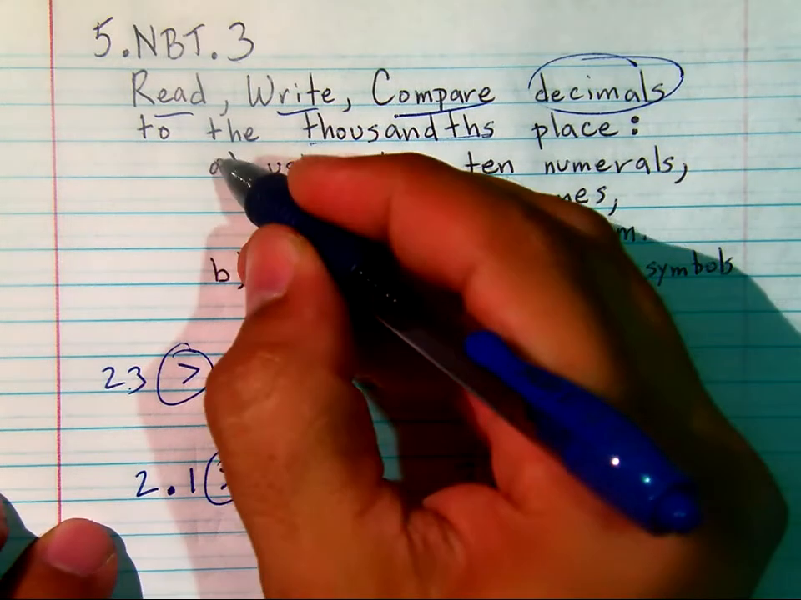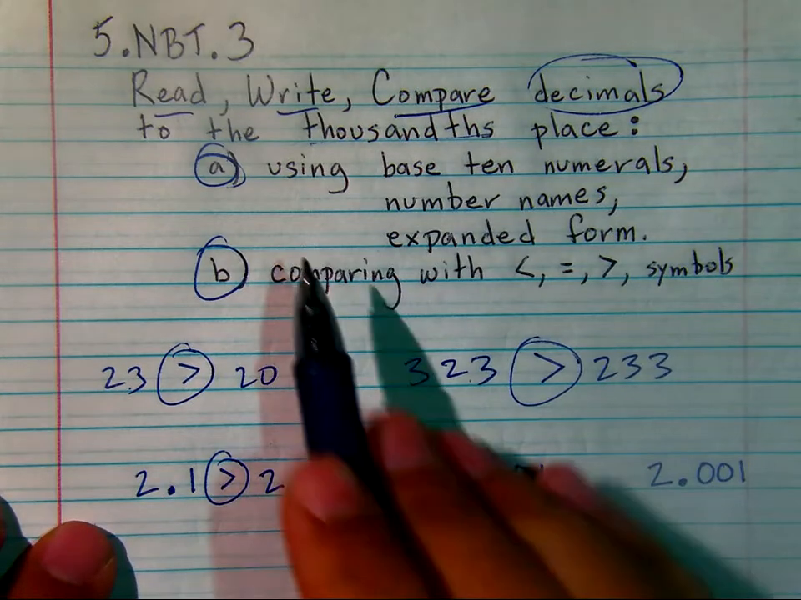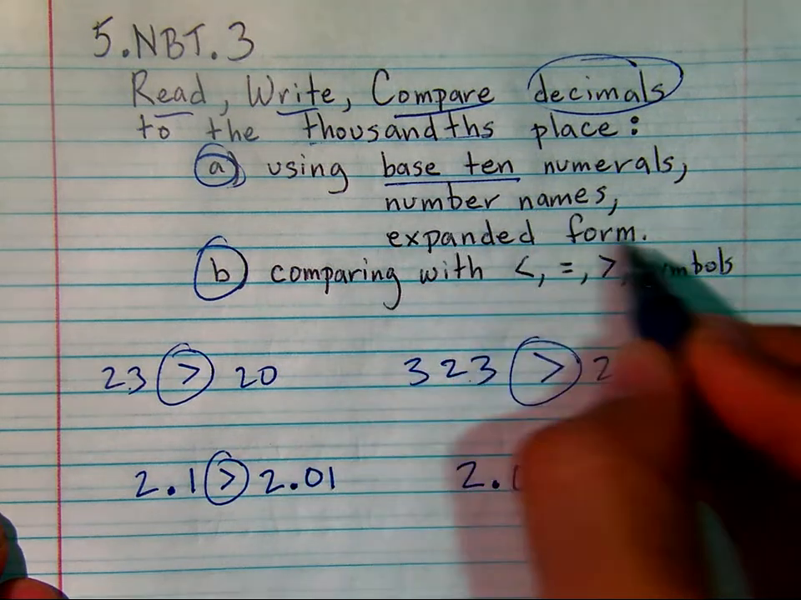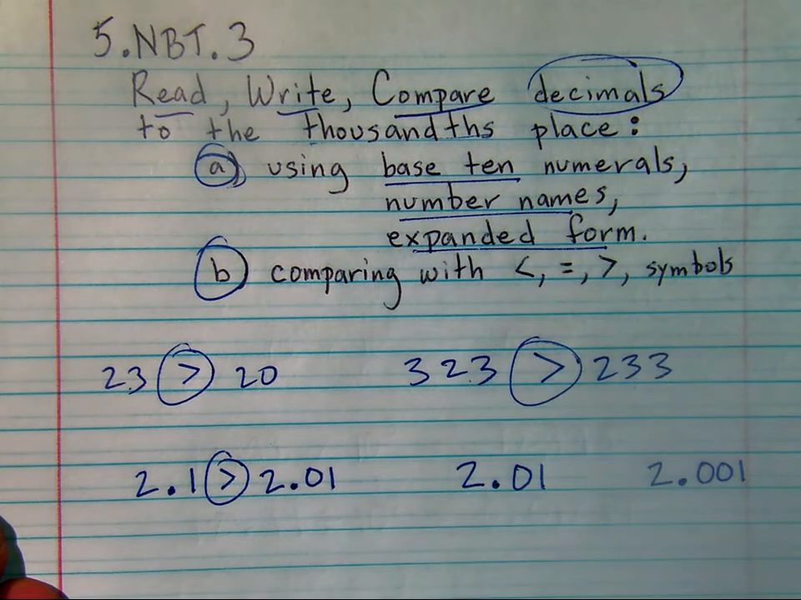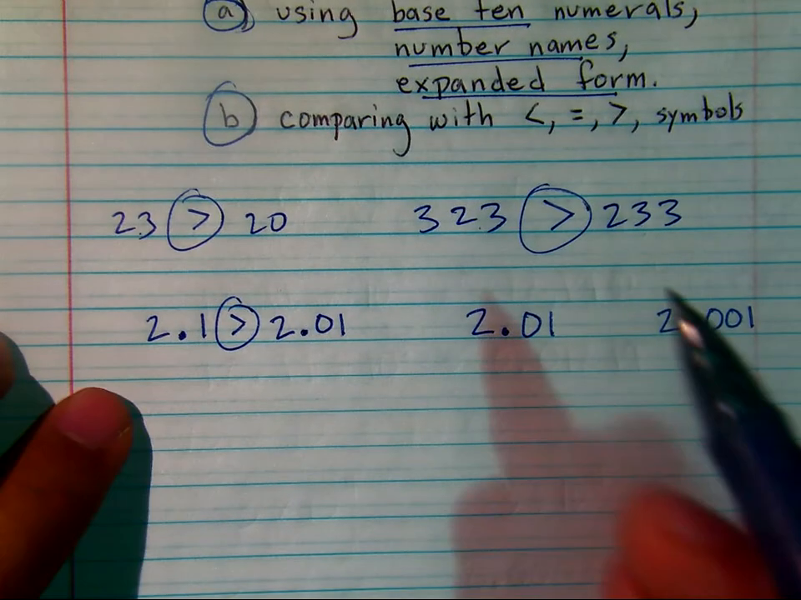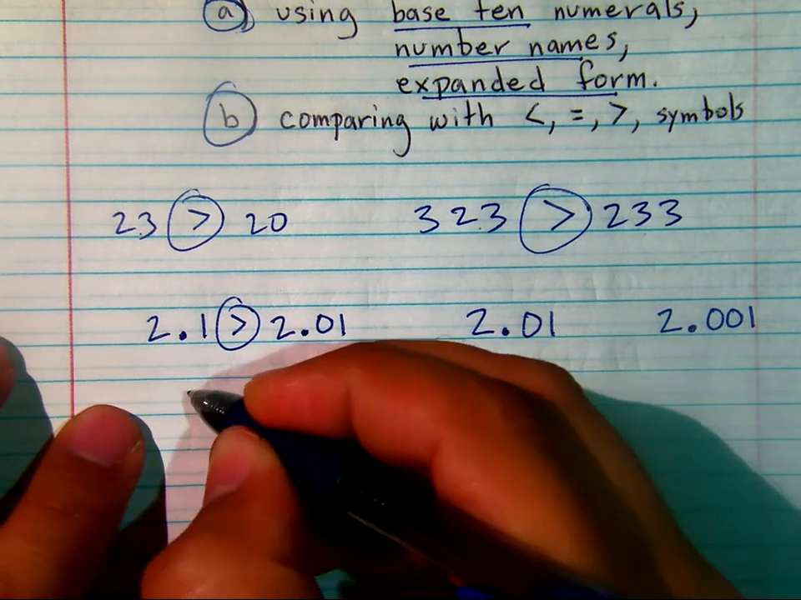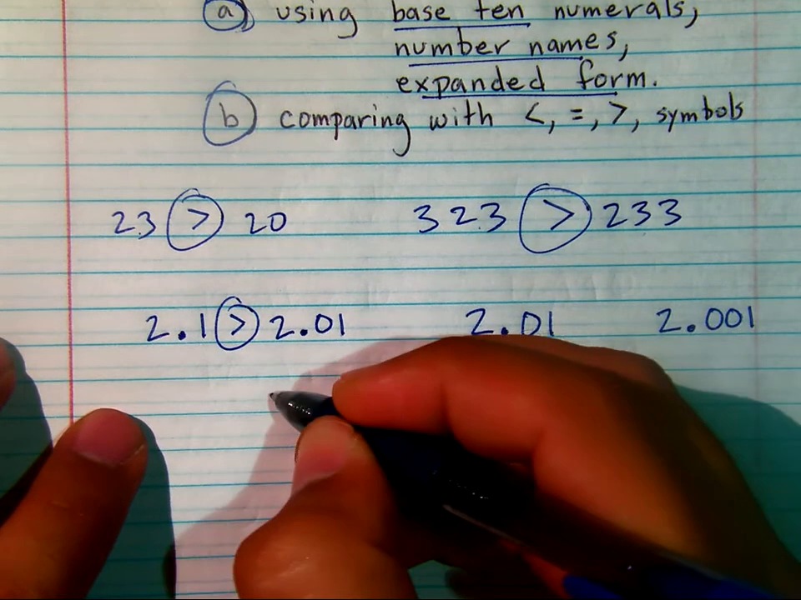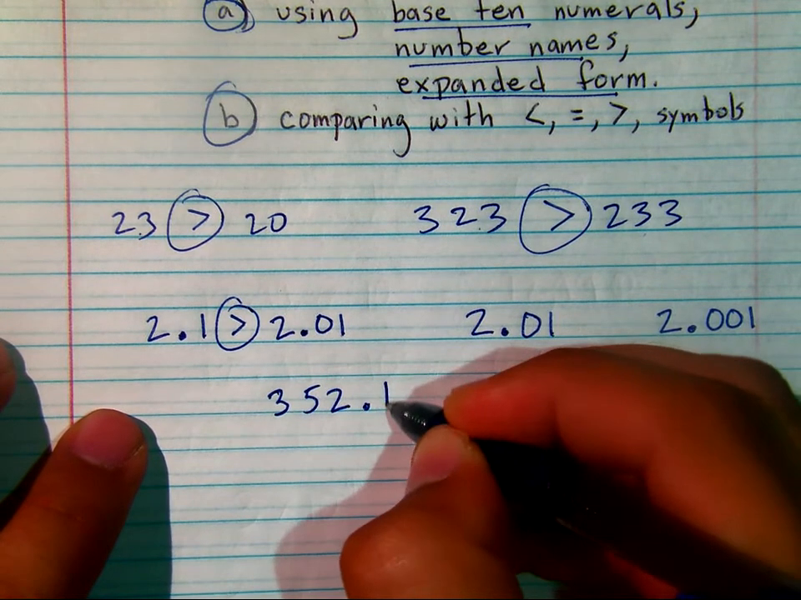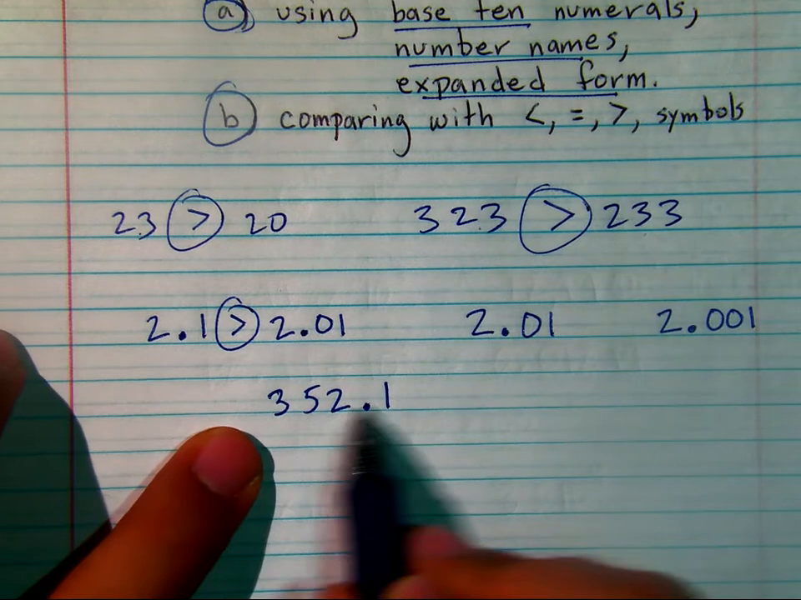Now, if you look at these substandards, A and B, if you look at exactly what they're asking for, you'll notice terms like base 10, number names, and expanded form. Very quickly, and again, you should know these already. The difference between base 10 numerals, which base 10 is essentially just this number, 352.1. Cool? It's just the base 10 numerals.